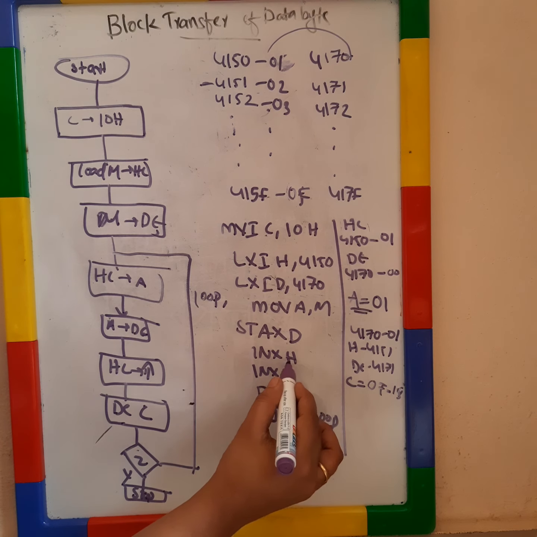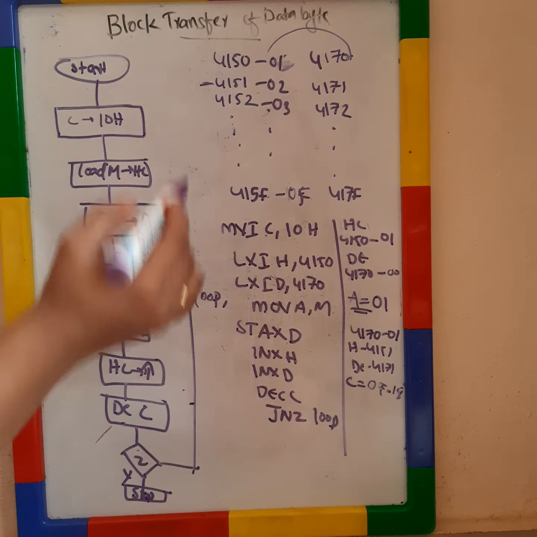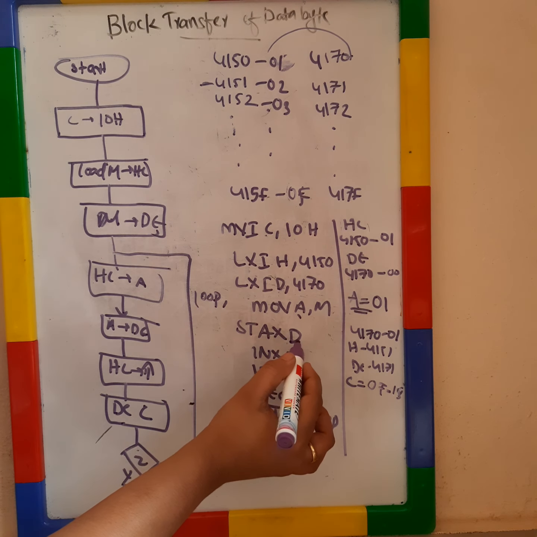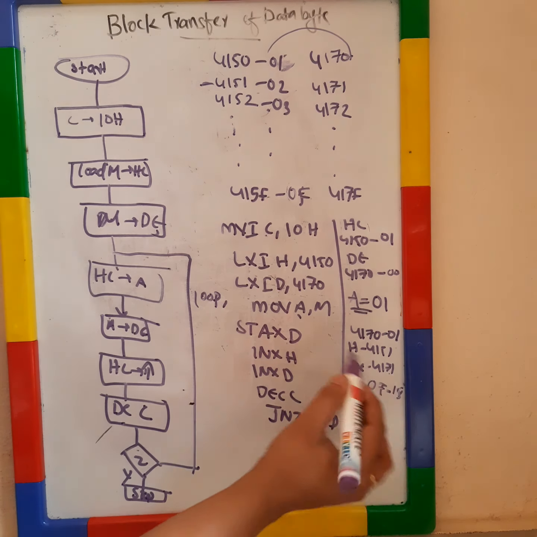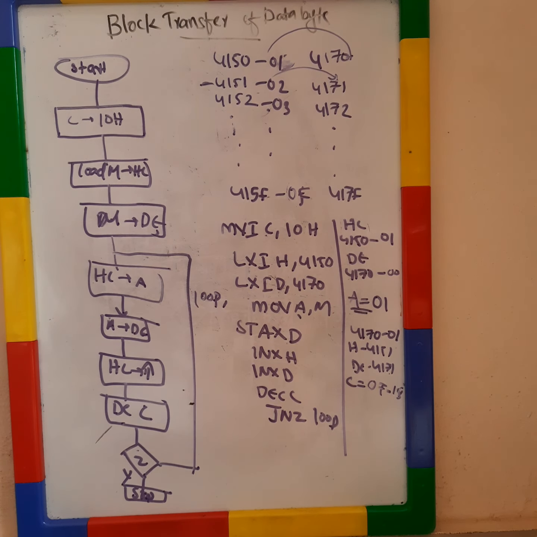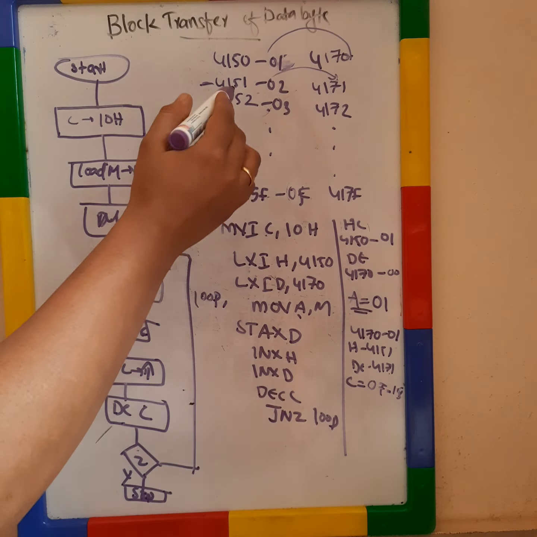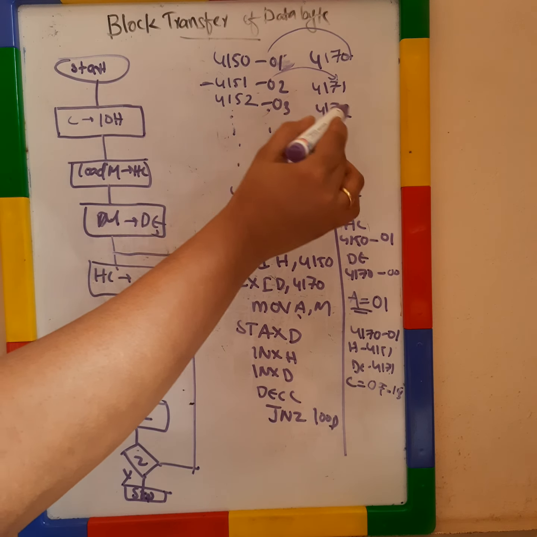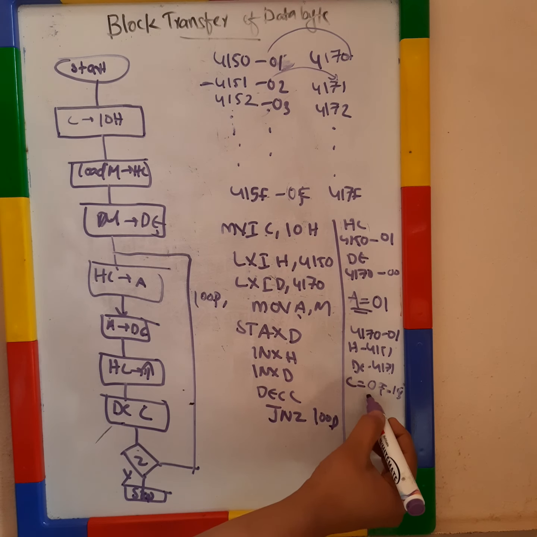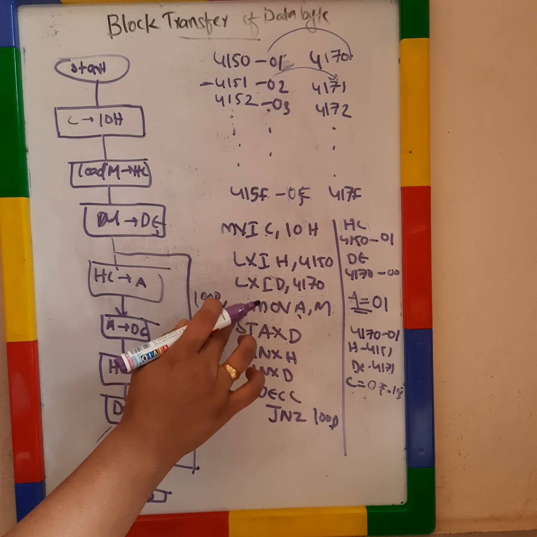Then again, what is the memory location M? M means the contents at M, because now HL will be 4151. That's why 02 will move into the accumulator, and that will move into the DE pair. Now what is DE? 4171. That means that data will move into 4171. Again we will increment the memory locations: HL becomes 4152 and DE becomes 4172. After that we will decrement the counter and check, is it 0? No. If it is not 0, again we will go here.